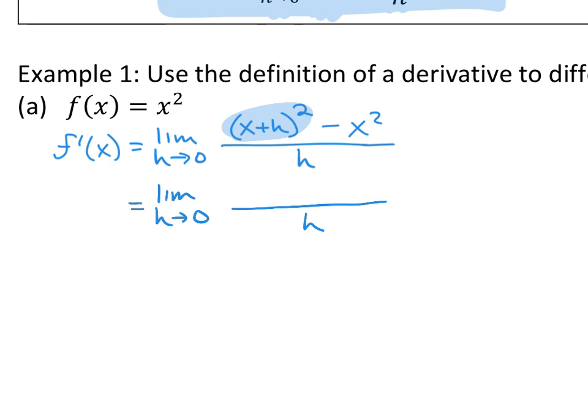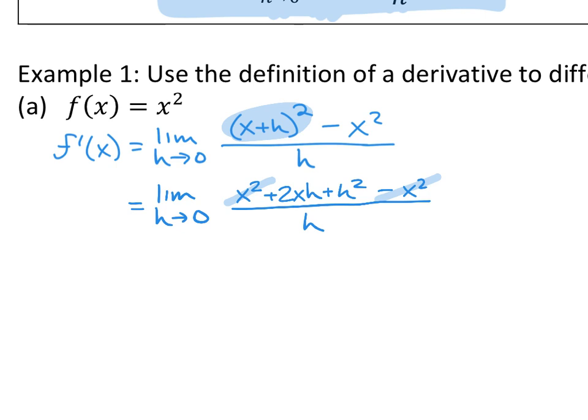But this does have a pattern: it's the first thing squared plus 2 times the combo of the two things plus the second thing squared. And again, if you don't know that pattern, then just FOIL it: x plus h times x plus h. You would get what I just got. Looks like I've made it worse, but in fact, what do you notice can happen in that numerator now? x squared can cancel out.